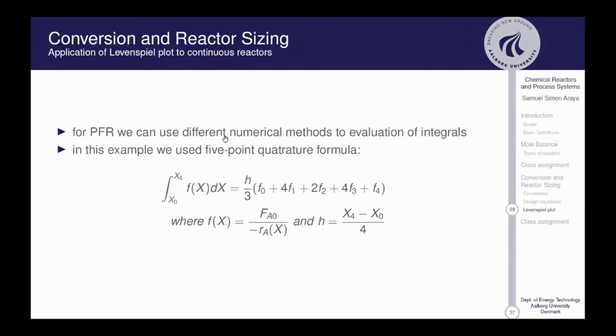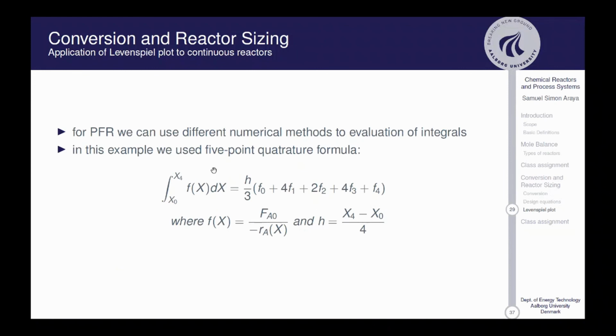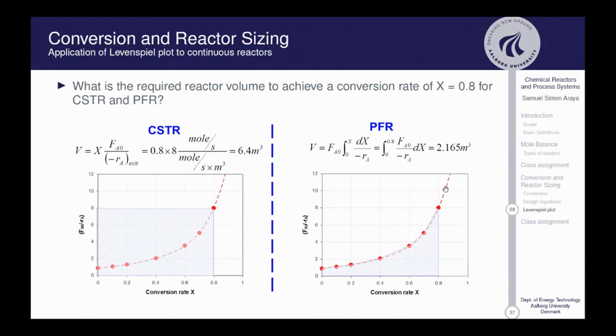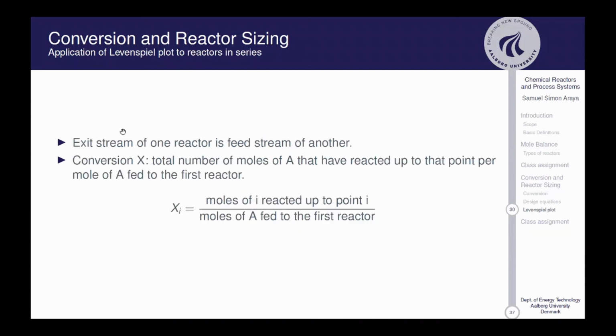And for a PFR, we can use different numerical models, obviously, because we are integrating. But we have solvers and software to do that. We can just integrate the area under a curve, and that's up to you. But in this case, for example, some of the examples are the 5-point quadrature formula, where you can just integrate this way.